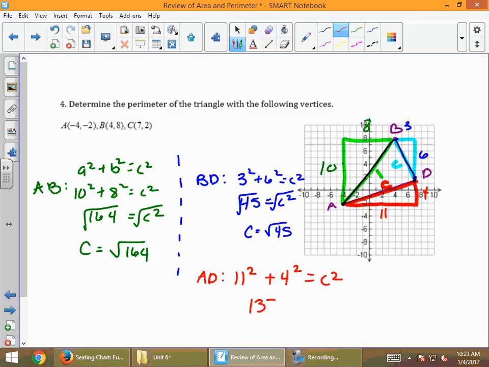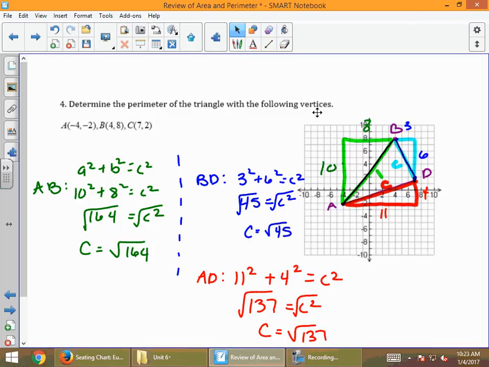Did you actually multiply? I think you multiplied them. Okay, so then square root to get rid of that square, so c is equal to the square root of 137. We have all three sides.